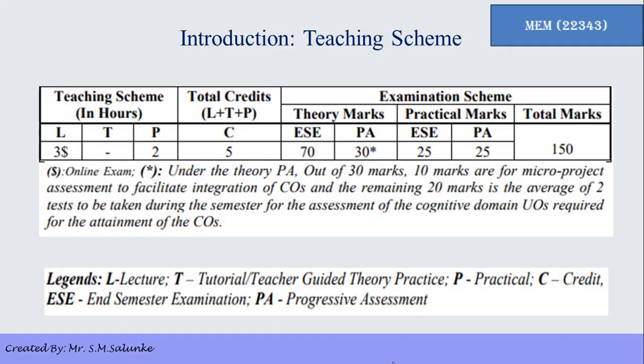So as you can see, apart from these 100 marks, you will have practical marks, having 25 marks for your end semester practical examination, and 25 marks for your internal practical that will be based on your manual and other practical activities that you will be performing during this semester. So in total you will have 150 marks for your mechanical engineering materials.